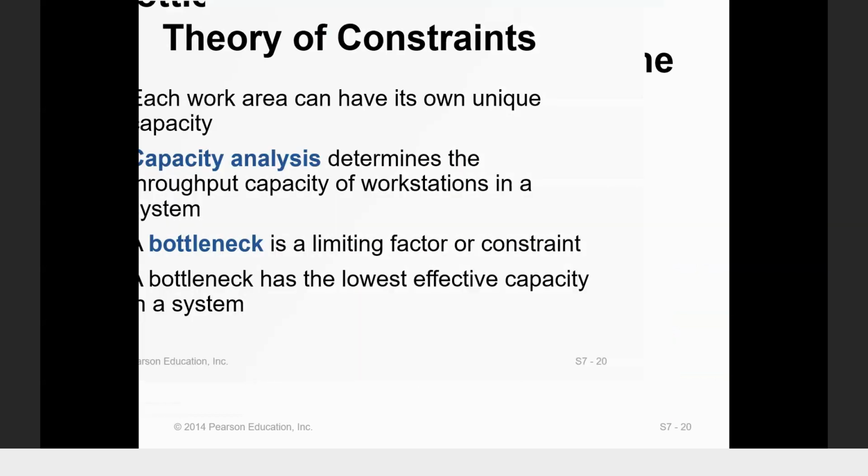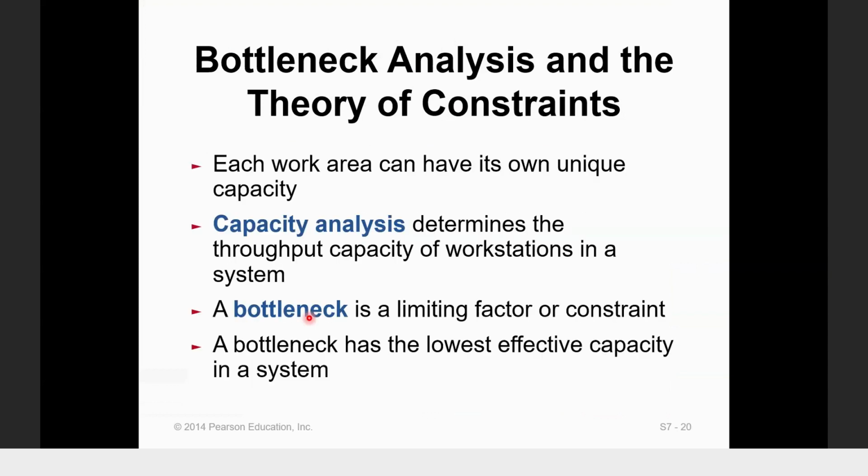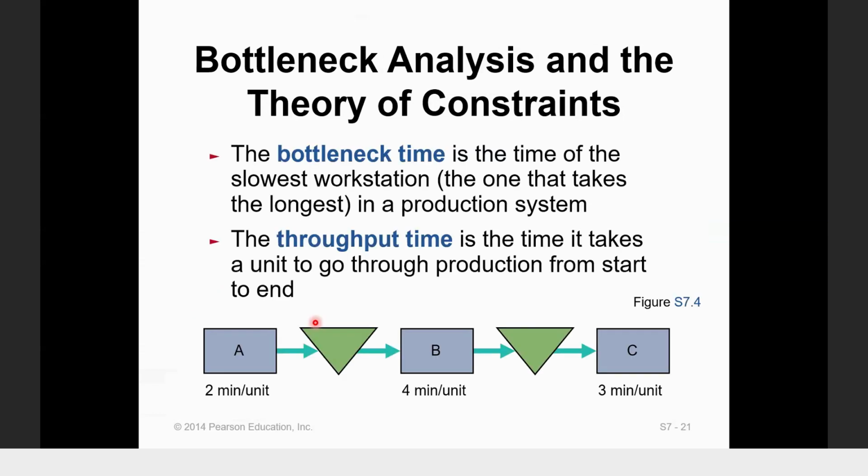Okay, theory of constraint, I think you can relate this to the bottlenecks. Saya dah sebut sebelum ni bottlenecks. This is when we are talking about production line. When we have production line, the throughput adalah apa yang terkeluar di hujung ni lah. The throughput time is the time it takes a unit to go through production from start to end. Kalau kita kata throughput time, kita mengira daripada awal hingga akhir. Throughput time kat sini adalah 2 campur 4 campur 3, which is 9 minit per unit. This is throughput time. Bottleneck time is the time of the slowest workstation.